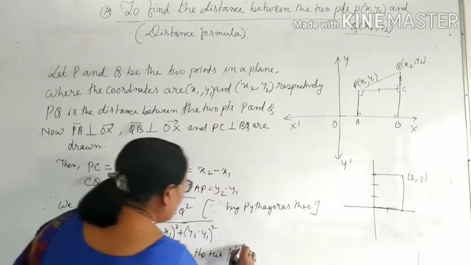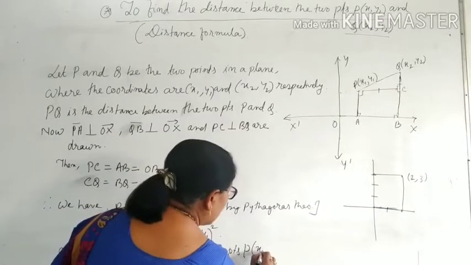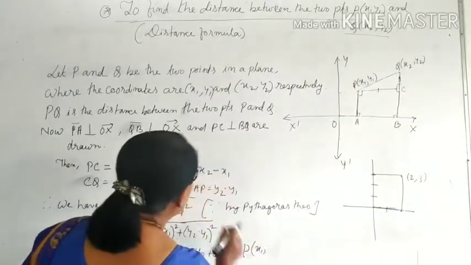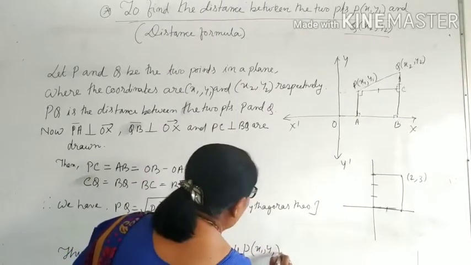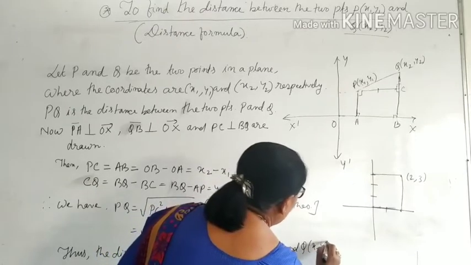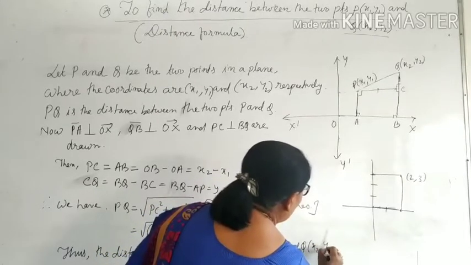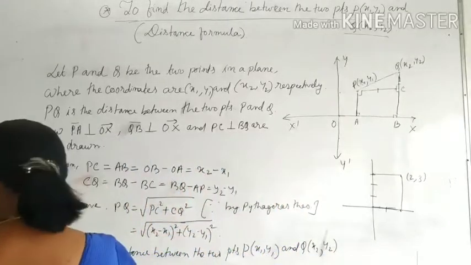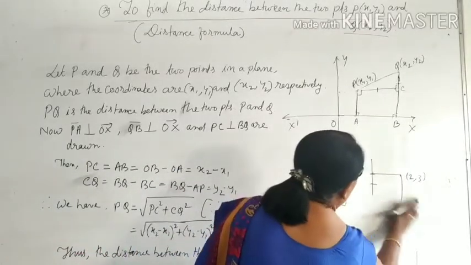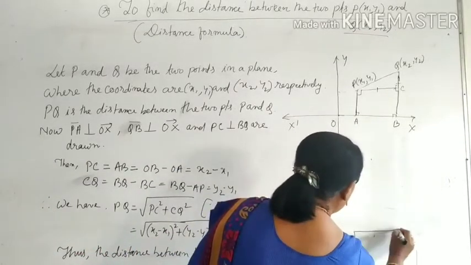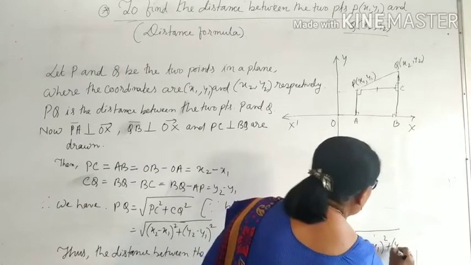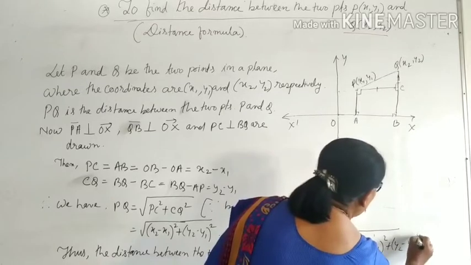For P and Q with coordinates P at x1, y1 and Q at x2, y2, the distance is equal to the square root of x2 minus x1 whole square plus y2 minus y1 whole square.